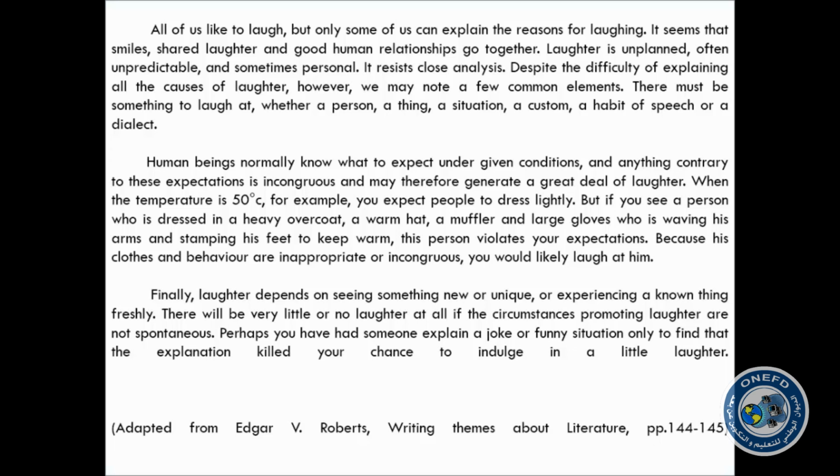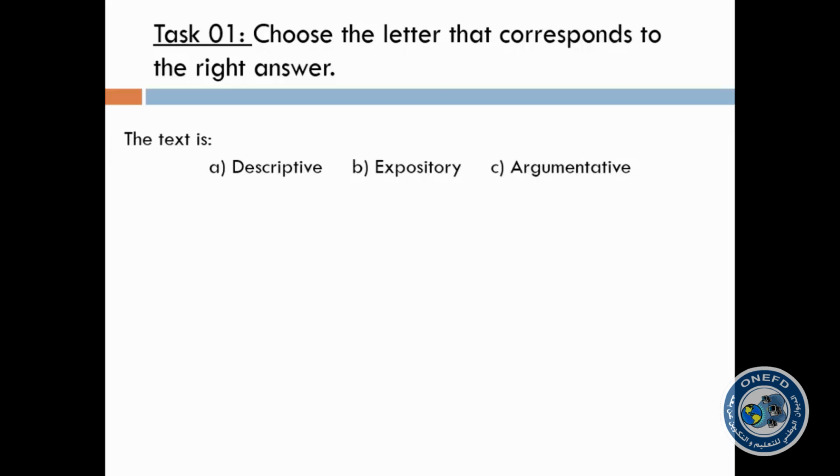So since we have read the text and we understood what it is about, it's about the causes of laughter and some examples of situations that cause laughter, and finally that the situations that cause laughter should be spontaneous and unplanned. So let's move on to the questions.